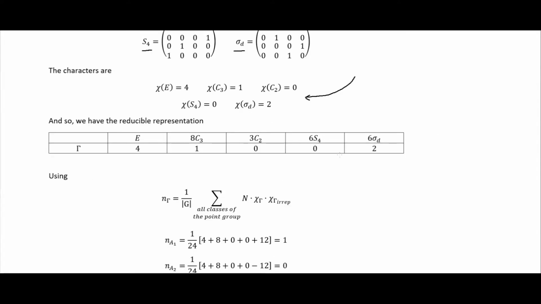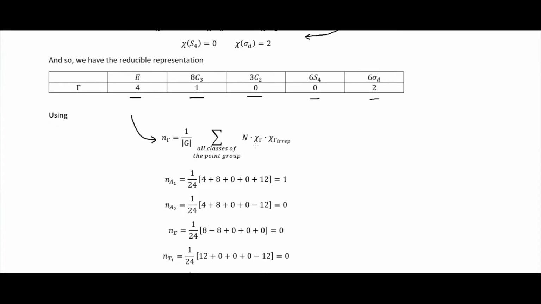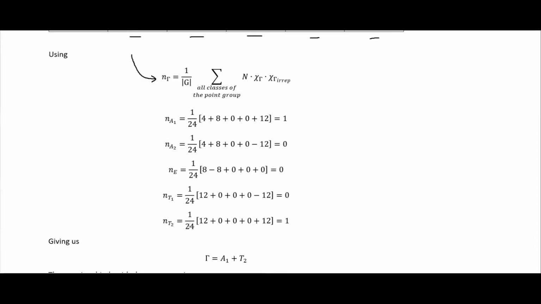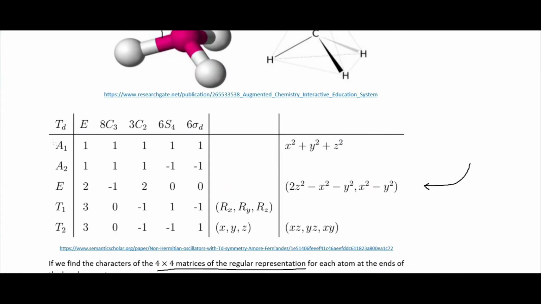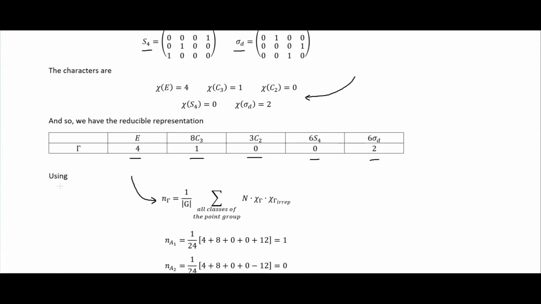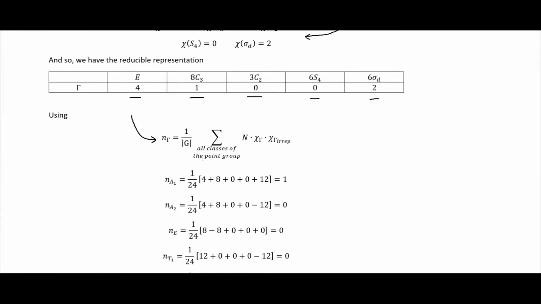And so we have this as our reducible representation. The trace of the identity is 4, the trace of the C3 is 1, the C2 is 0, S4 is 0, and the sigma D is 2. We can use this formula right here, which I covered in my group theory videos, to find how many of these representations show up in our group. We go through this formula for each one: the A1, A2, the E, the T1, and the T2. We're finding out how many of those exist using this reducible representation.